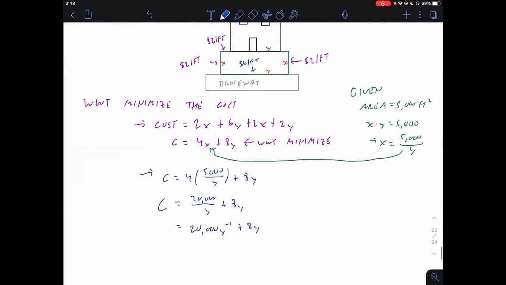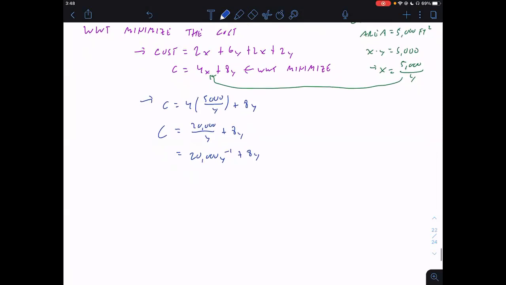So now it's time to optimize that function. Again, to optimize means to find its derivative and its critical value. So we take c prime, the derivative of the first term: bring the power down, decrease the power by 1, which gives us negative 20,000 times y to the negative 2, plus the derivative of 8y, which is just 8. Now let's set this equal to 0. Let me make the power of y positive: negative 20,000 divided by y squared plus 8.